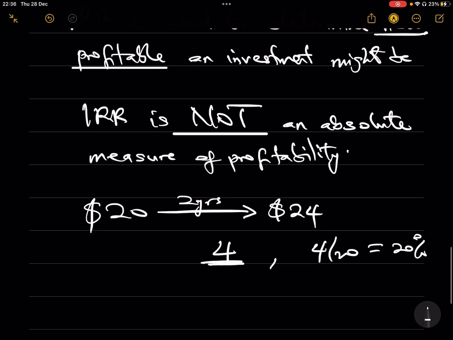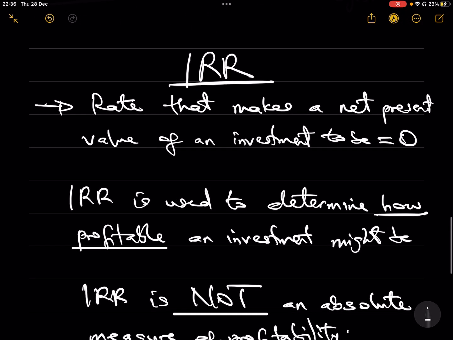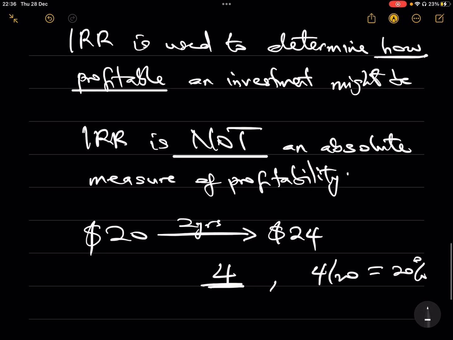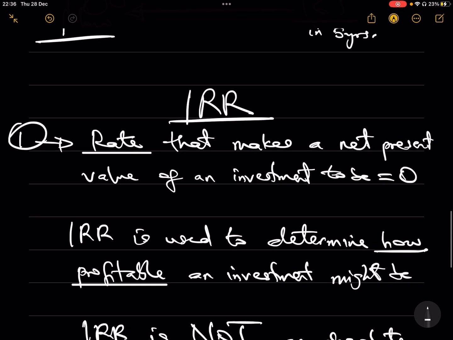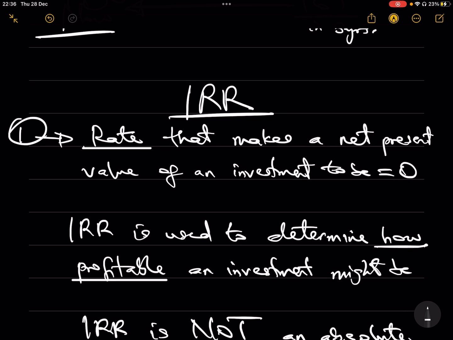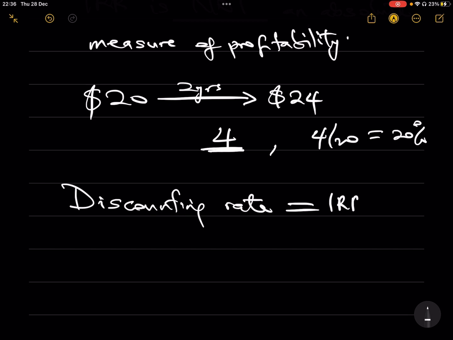If you want to get IRR for this, now let's start to break down this definition. This is the first definition I'm giving you. It says the rate that makes a net present value of an investment to be zero. This rate is not just any rate, but it's what? A discounting rate. So that is the first thing you need to know. IRR is a discounting rate. So it's not a return rate, though we call it internal rate of return, it's a discounting rate.